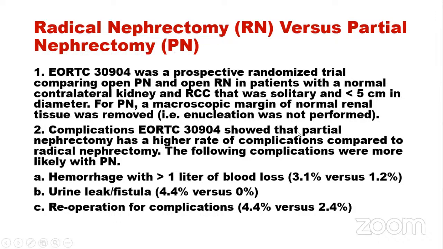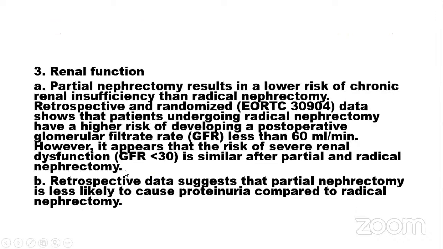Complications show that partial nephrectomy has a higher rate of complications compared to radical nephrectomy. The following complications were more likely with partial nephrectomy: hemorrhage of more than 1 liter of blood, 3.1% versus 1.2% for radical. Urine leak or fistula, 4.4% versus 0 with radical nephrectomy. Reoperation for complications, 4.4%, as well as fistula and urine leak, versus 2.4% for radical nephrectomy.